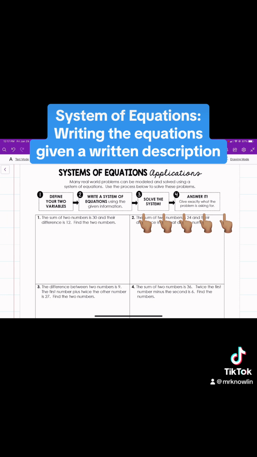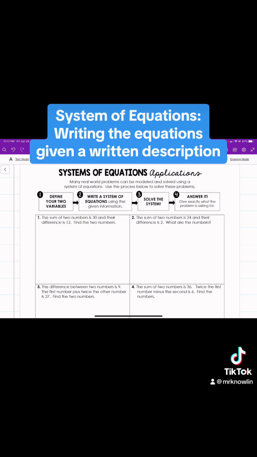There's four main steps. Step one, find your two variables. Step two is write a system of equations. Step three, solve the system. And then step four is answer it. So just to reiterate, in this video we're only going to spend this lesson doing the first two steps, defining the variables and writing the equations.